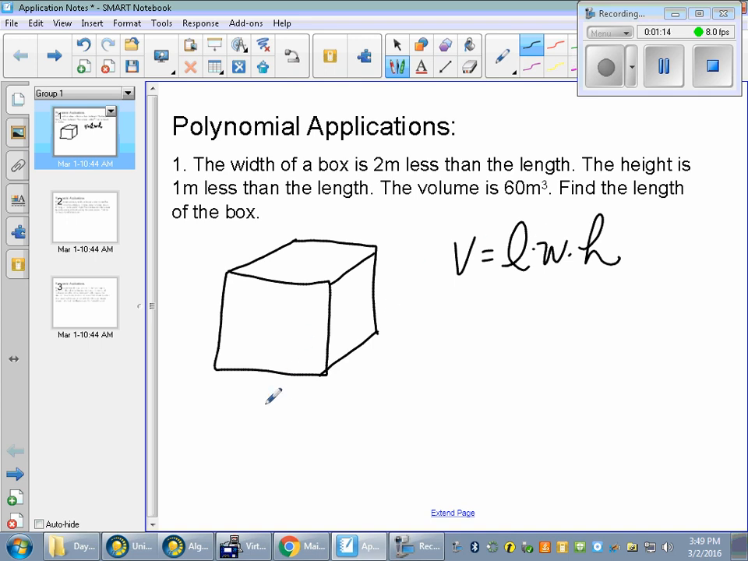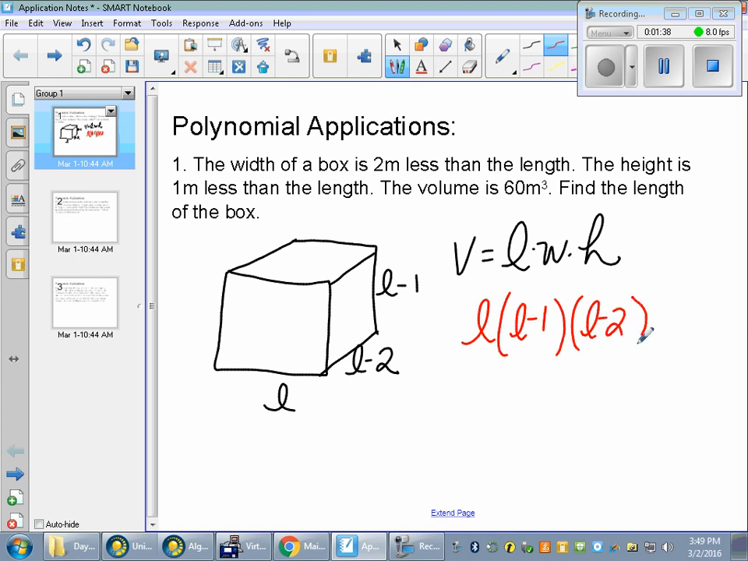So they're giving things in terms of length. Here's the length. The width is 2 meters less than the length, so length minus 2. And the height is 1 meter less than the length. So now I've got everything in terms of length. And they tell me what the volume actually equals, 60. So let's multiply these things together. Length minus 1, and length minus 2. And set it equal to 60.